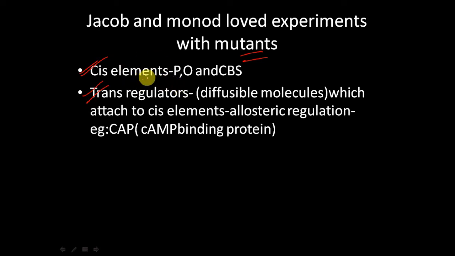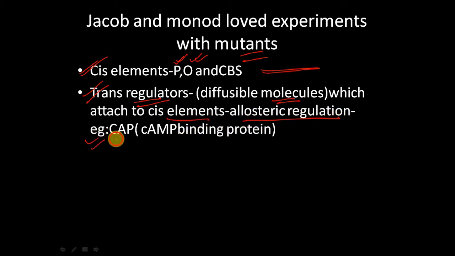Cis elements refers to the promoter, operator and the CAP binding sites, which are a part of the main chain of the DNA, right? Now, the trans regulators are basically molecules that had been created by the cis elements itself in most of the cases. What these trans regulators do, as the name suggests, they regulate the expression of the gene, right? But then, how do they do it? They attach themselves to the cis elements and bring about allosteric regulation.